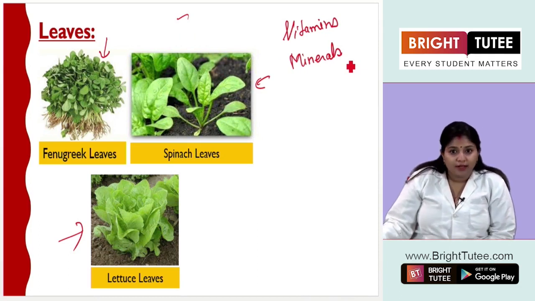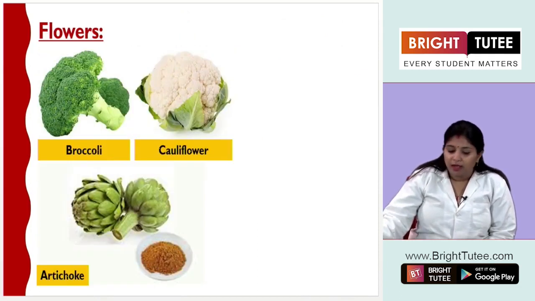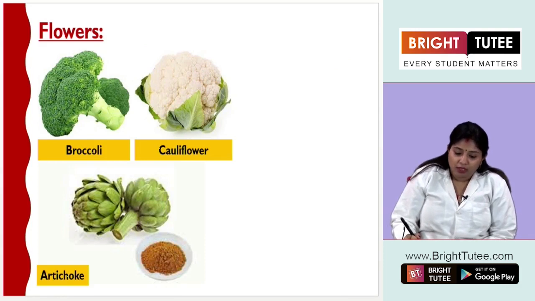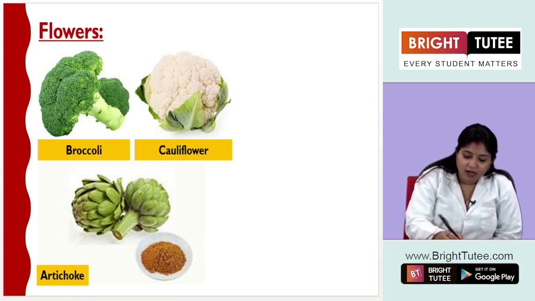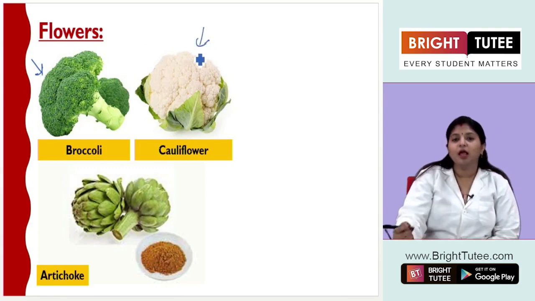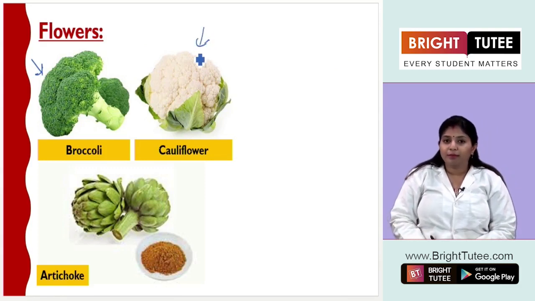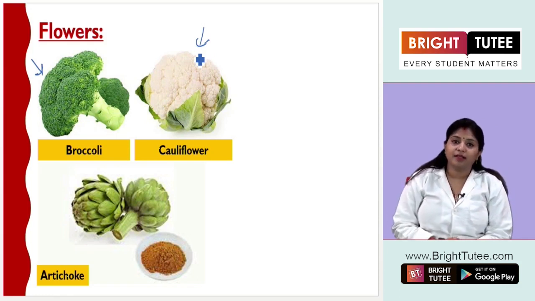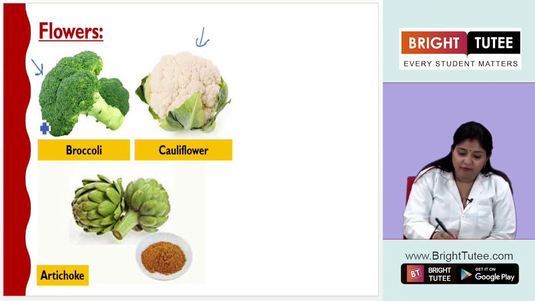kind of deficiency disease. Then moving on, we have flowers that we eat. What are the different kinds of flowers that we are eating? One, we have broccoli. Everybody must have heard of this particular vegetable. It is not actually a vegetable, but it is a flower that we are eating as a vegetable, right? So we have a flower, broccoli.